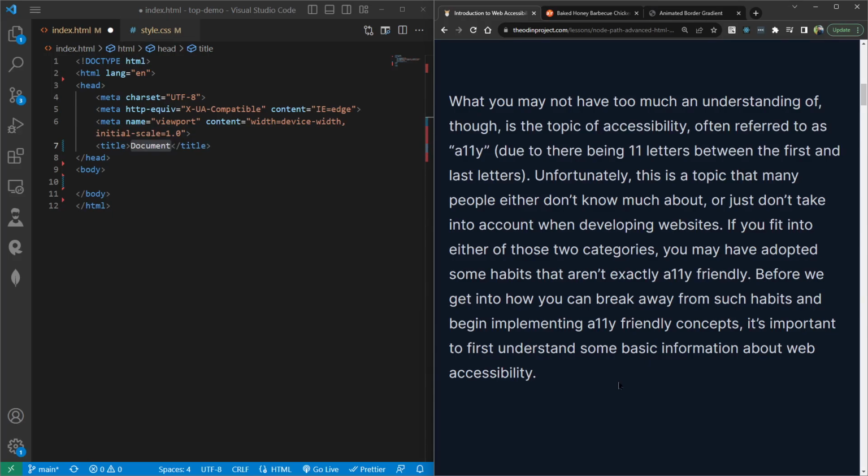Unfortunately, this is a topic that many people either don't know much about or just don't take into account when developing websites. If you fit into either of those two categories, you may have adopted some habits that aren't exactly A11Y friendly. Before we get into how you can break away from such habits and begin implementing A11Y friendly concepts, it's important to first understand some basic information about web accessibility.